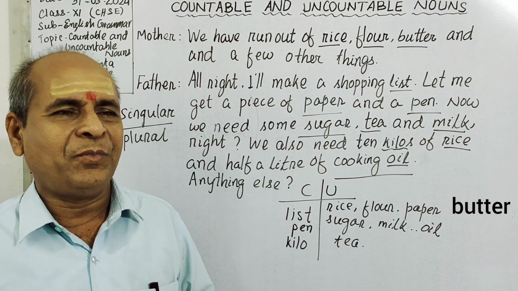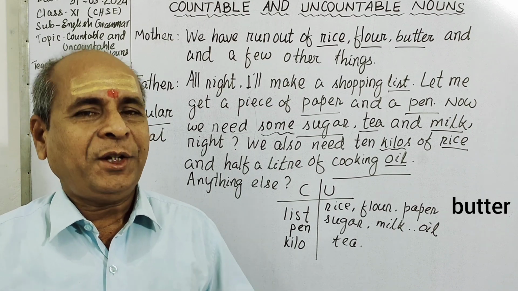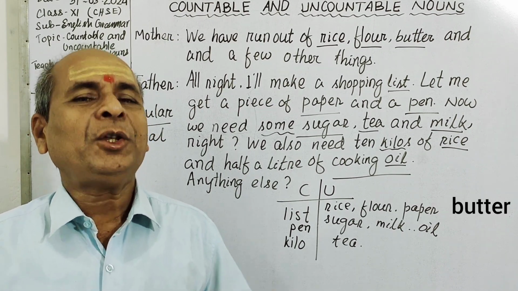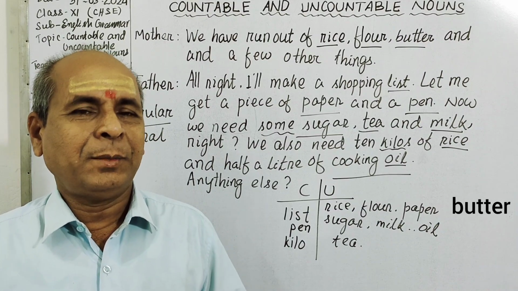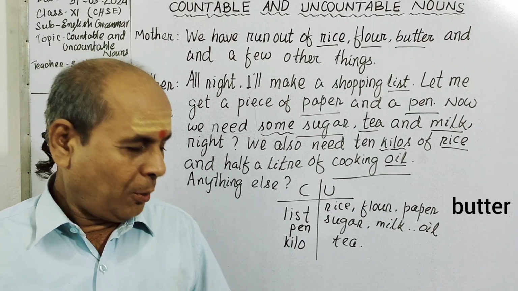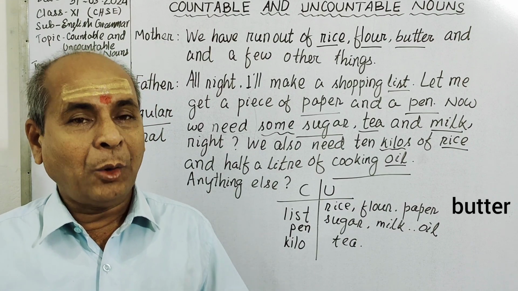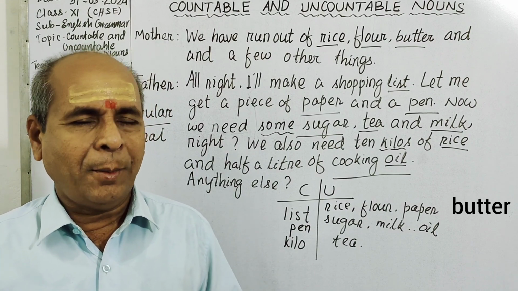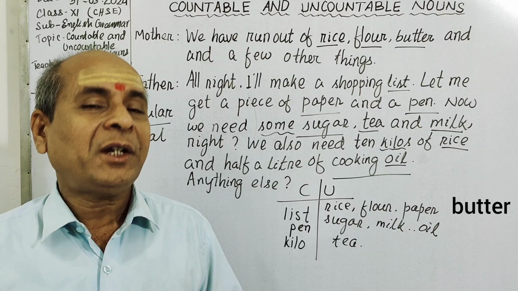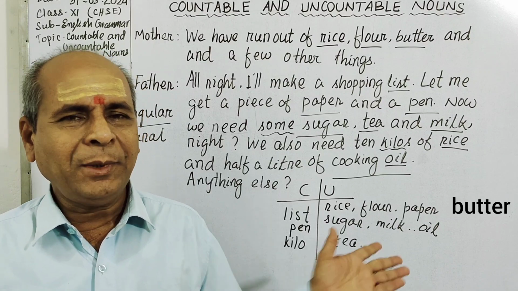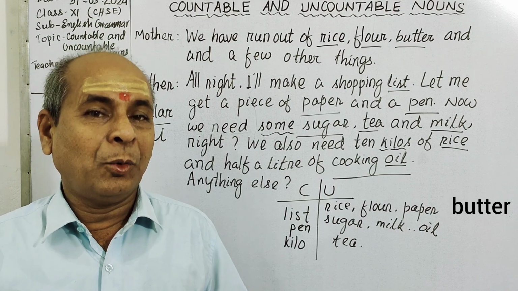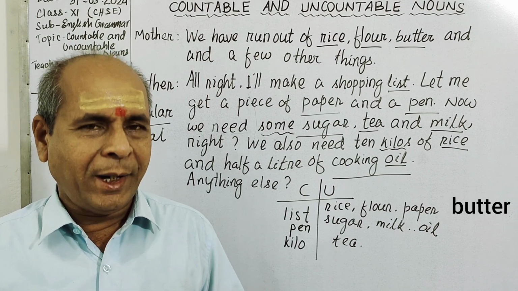We can use quantifiers before them to measure the quantity, like some, little, but we cannot make them plural. So this is about our countables and uncountables. Now come, let's discuss the activities we have, 1, 2 and 3. Let's discuss them on our mobile screen. It would be better and more convenient to watch.